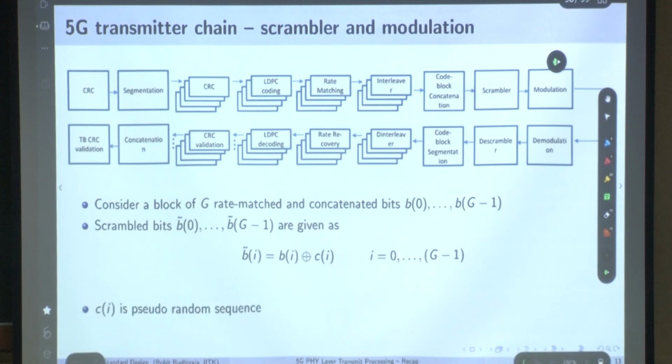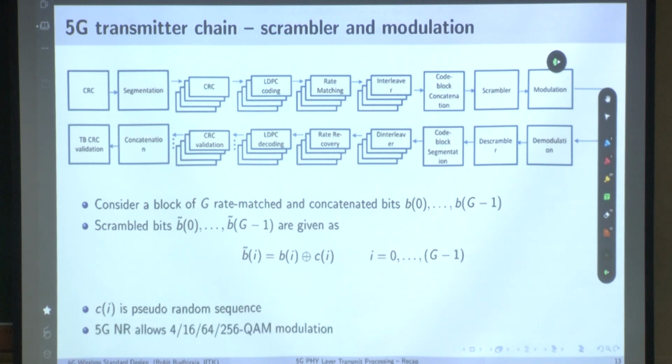This is a pseudo random sequence, and we will see how this pseudo random sequence c is generated also. That's the important part. Now, 5G allows these modulation schemes: 4, 16, 64, 256 QAM. Based on what modulation scheme the user has asked for, this will transmit 2 bits and this will transmit 8 bits.